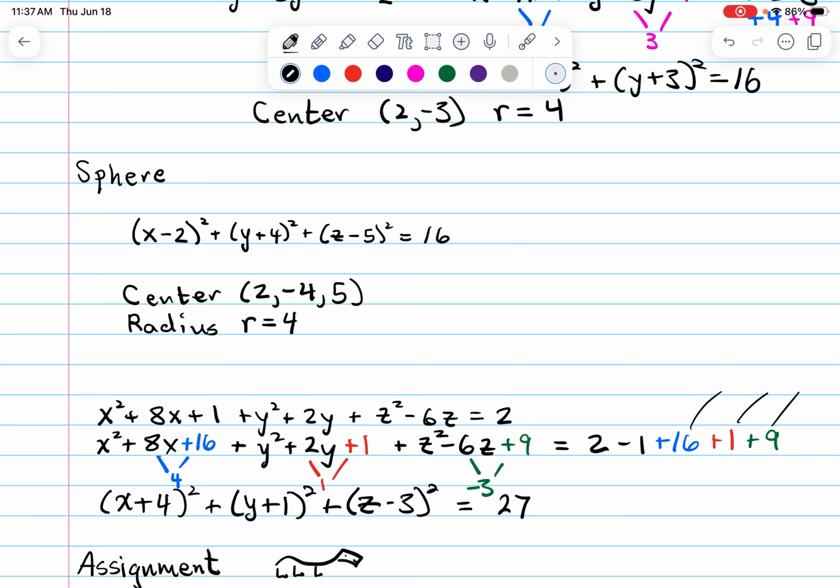Okay. So now here's what we got. We got the center, which is -4, -1, and 3. And we got the radius, which is the square root of 27. And you could simplify that radical a little bit. It's got a 9 in there, but I just leave it as the square root of 27. Okay, so that's the process that we're going to use to find the center and the radius of circles and spheres.